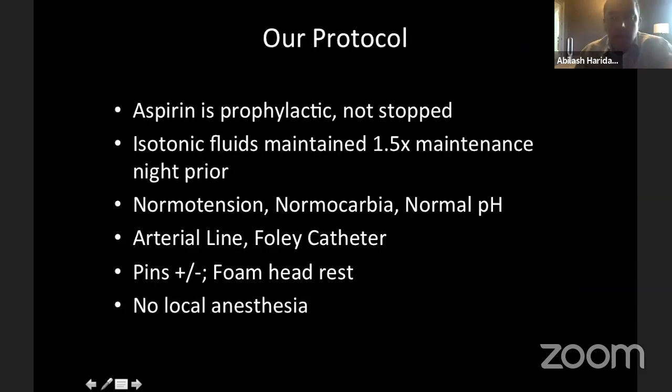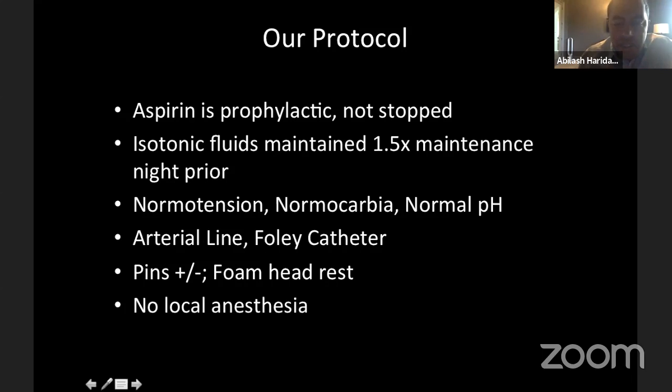So I'm going to be showing you some more videos coming up, but just want to reiterate, aspirin is kept the whole time. We don't stop it. You want to maintain the fluids at 1.5 or 1.25 maintenance. If you have an elderly person with some mild congestive heart failure, better not to drown them with fluid prior to surgery. That's not a good idea. So use your judgment. Again, study your patient and explain to them why you're doing what you're doing.